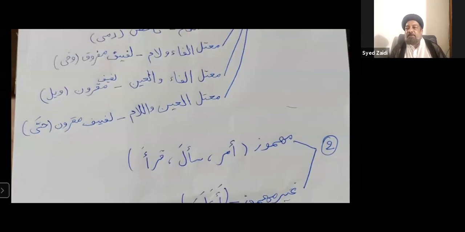Mahmuz, as I'm saying, is the word that consists of hamza. If there is hamza in the word, it's called mahmuz. If the first letter is hamza, we call it mahmuzul fa. If the second letter, ainul fail, is hamza, we call it mahmuzul ayn. If the last letter, which is lamul fail, is hamza, we call it mahmuzul lam. And if you find any word that does not have a hamza in it, you call it ghayr mahmuz. Jafri Saab, please scroll down the page, please.